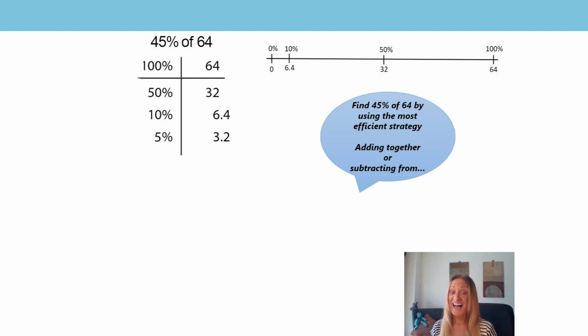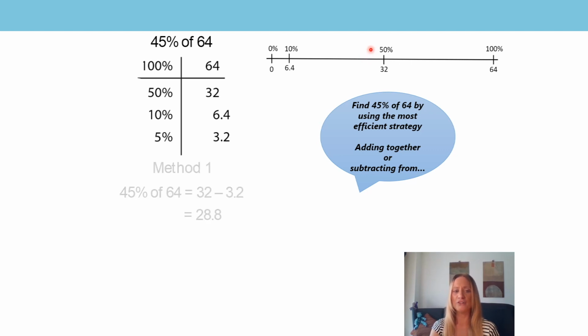What did you do? I bet you found that quite easy now, really, didn't you? Because if we know that 50% is 32, and we know that 10% is 6.4, and 5%, which would be here, is 3.2, can I use these values to find 45%? Where would 45% be on my number line? Can you show me where it is on the number line? It would be around here, wouldn't it? It's very close to 50.